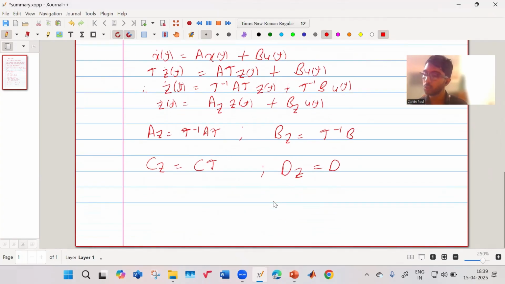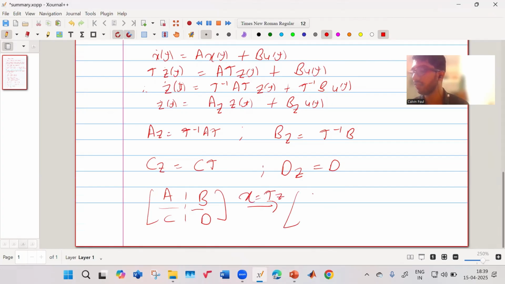Okay, so that is how our state space representation, that is our A, B, C, D, gets converted from x equal to T z into the form of A_z, B_z, C_z, D_z. So this is the transformation from one state space representation to another state space representation.